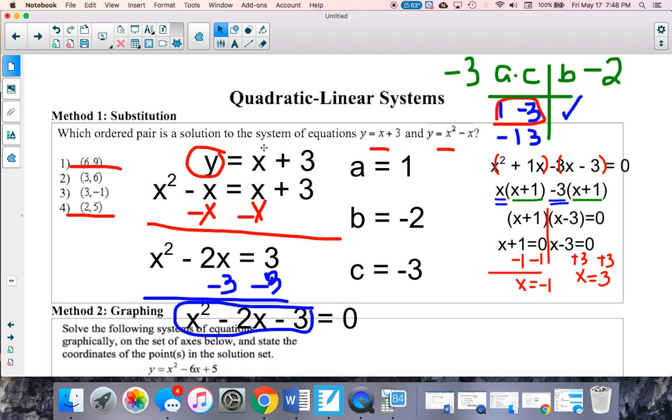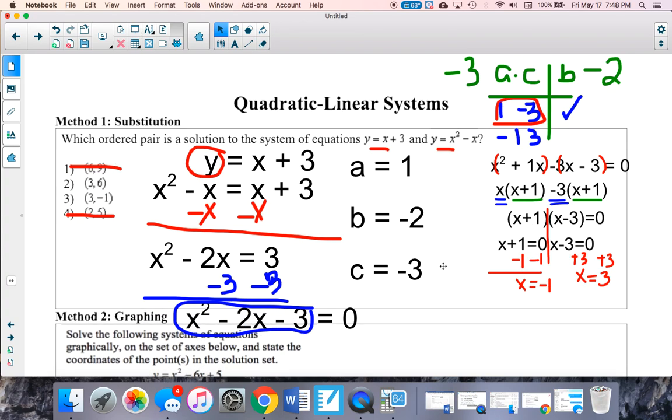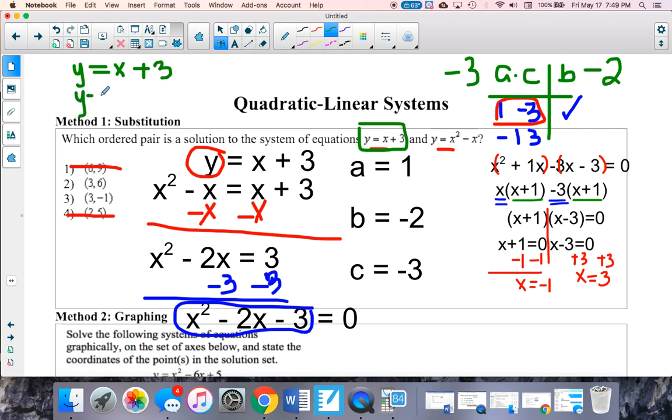Okay, so I eliminated those first two answer choices, and now what I need to do is solve for y. I'm going to use this equation because it looks a lot easier. Y equals x plus 3, and I'll do it up here. You can do it wherever you have room. We said x is equal to 3. So y is equal to 3 plus 3, which means y is equal to 6. So I got 3 and 6.